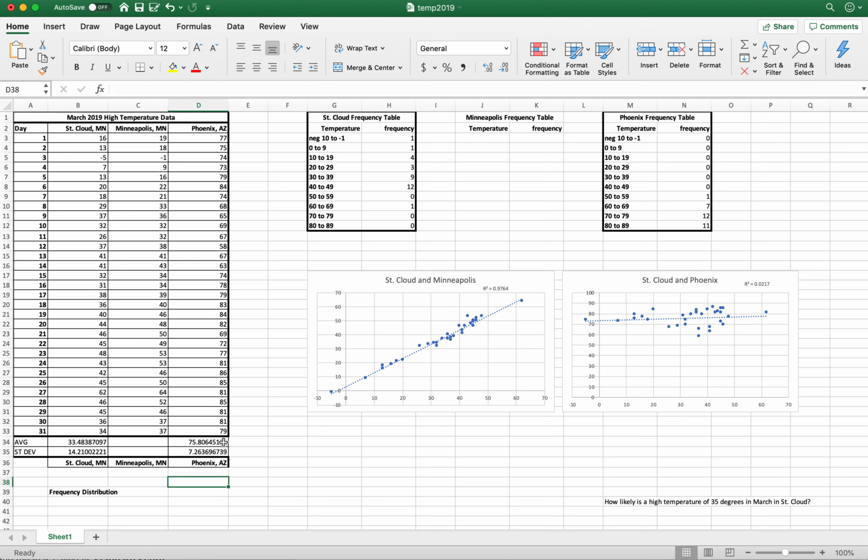All right, so average, I think you already know what that means. Here the average is 75.8 and here it is 33.5, so that tells you something about an average high temperature in March for each of the two cities. But let's spend a little more time on the standard deviation. So the standard deviation for St. Cloud is 14.2, and the standard deviation is 7.3 for Phoenix.